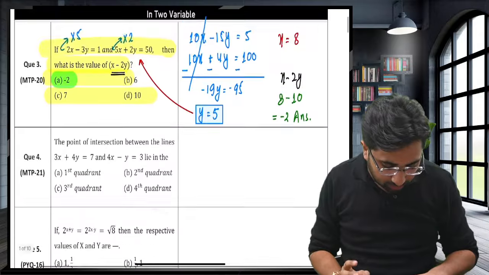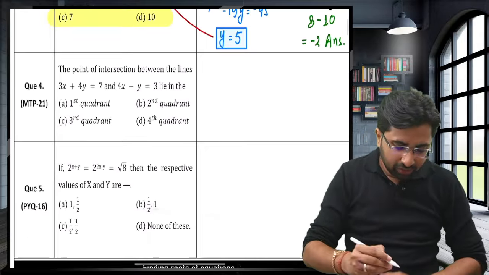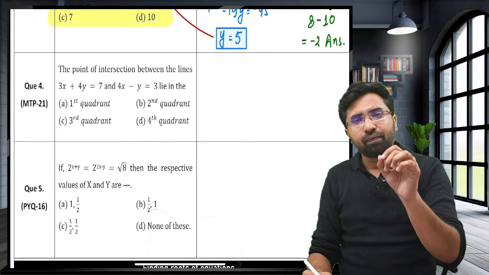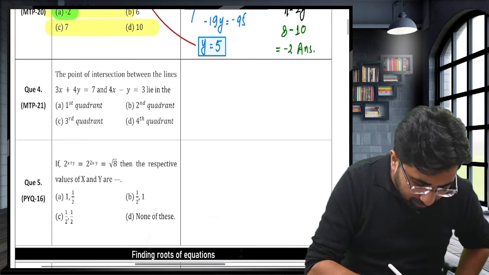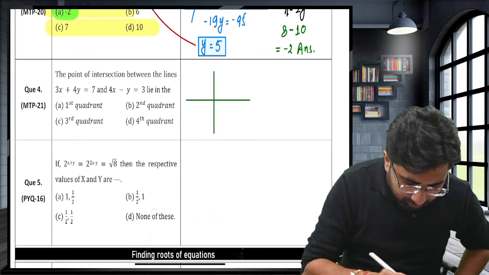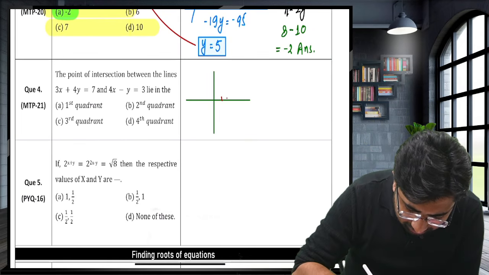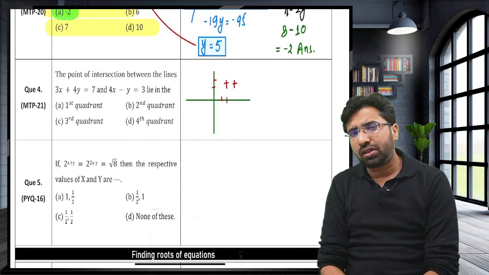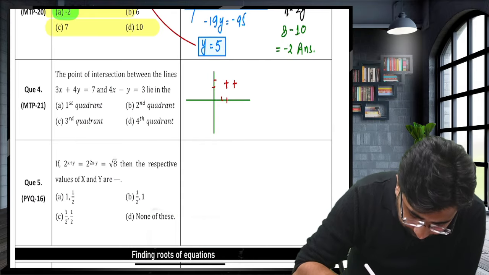Now next question. Now this question is for you. Again, you will solve equations 1 and 2 simultaneously and get the value of x and y. But they are asking the quadrant. Now, in the first quadrant, x is positive, y is positive. If both are positive, you will say first quadrant.